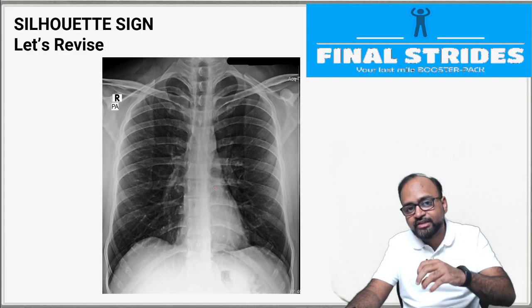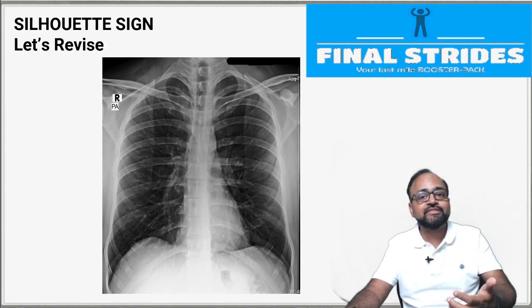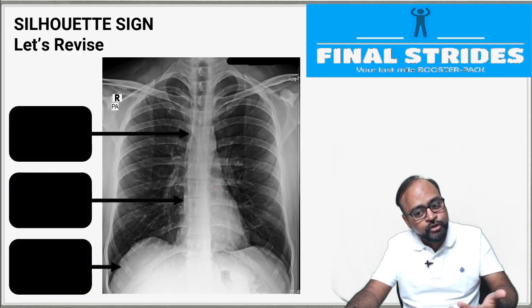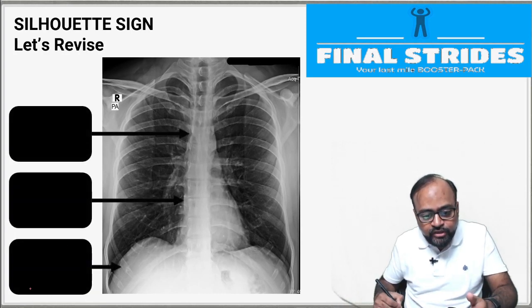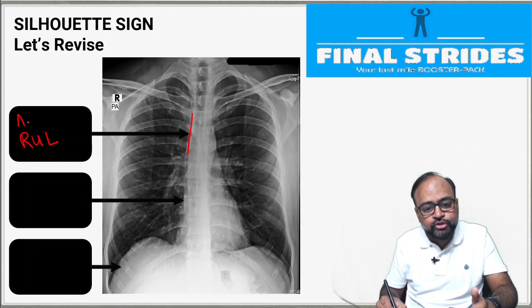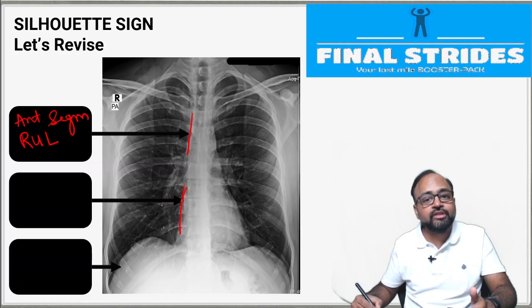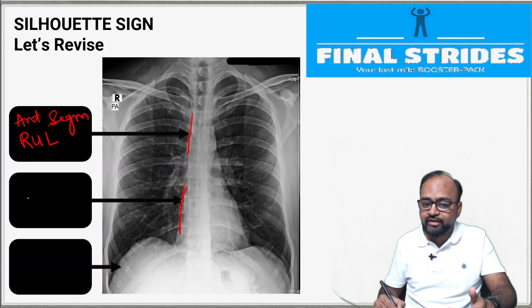So by just looking at an X-ray and seeing what margin is lost or not seen, you will be able to localize the lung infection to a particular lobe. If the right upper mediastinal border is obscured, then the disease is usually in the right upper lobe, mostly its anterior segment. If the consolidation is obscuring the right heart border, then the disease is in the right paracardiac area, usually the right middle lobe.